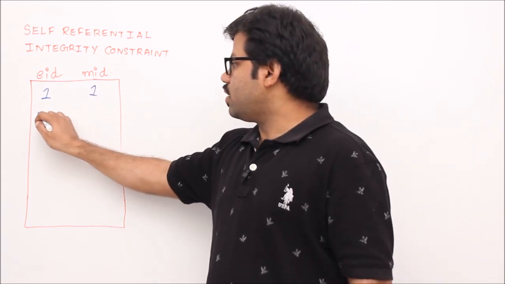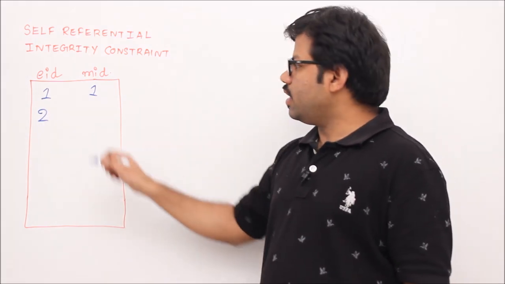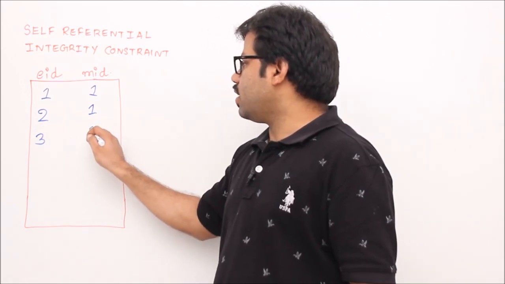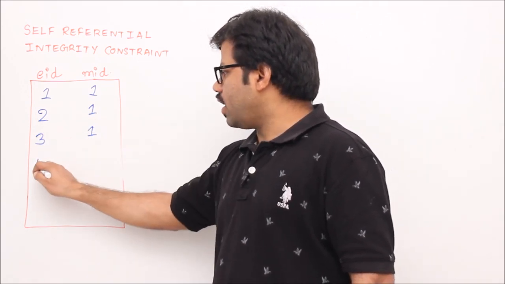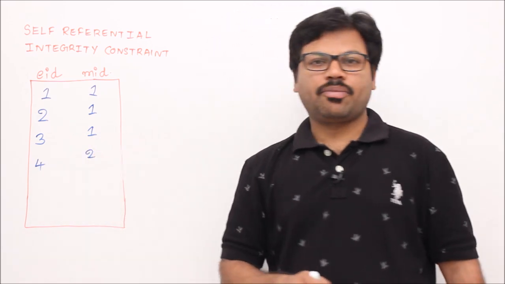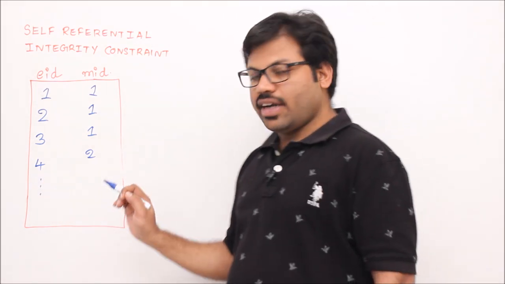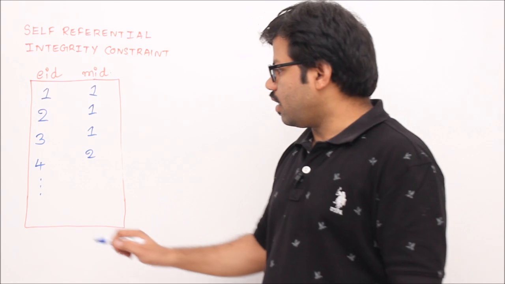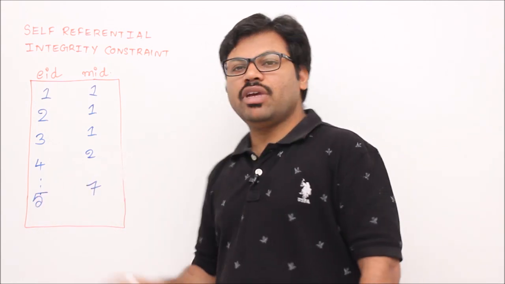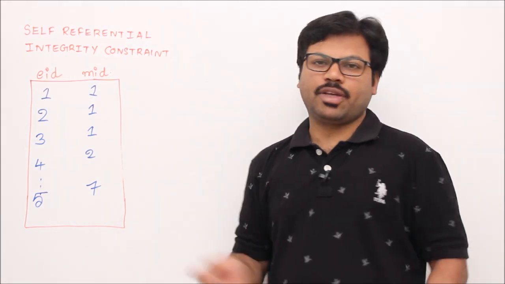Then I insert data like this: 2 is one more employee, his manager is 1. 3 is the next employee whose manager is 1. 4 is an employee whose manager is 2. So we can write any data. Now I am going to write some data, and you tell me whether it is correct or not. There is an employee called 5, his manager is 7. Is it meaningful data? Just forget about the conditions, you just see the data and tell me.